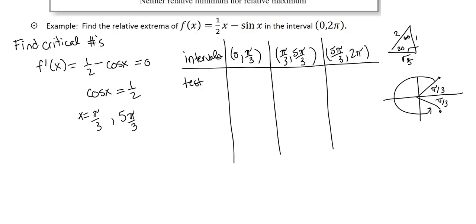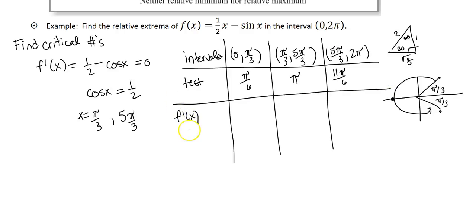And I want to pick something that's in the interval that's easy. So a number that's between 0 and pi over 3 might be pi over 6, because I can find the cosine of that pretty easily. From pi over 3 to 5 pi over 3, why don't we just pick pi, because that's super easy to find the cosine of. And for the other one, we could do negative pi over 6, which is coterminal with 11 pi over 6. So those are going to be my test points.